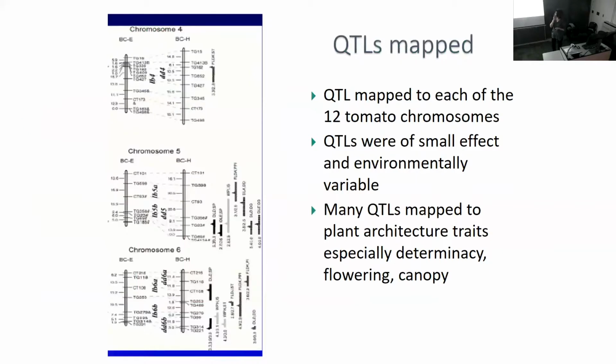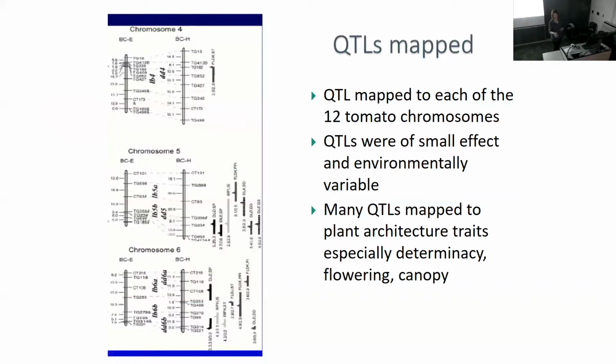And this was the result of this study. I'm just showing 3 tomatoes, 12 chromosomes here. But what we saw were QTLs on every chromosome. And sometimes the QTLs would overlap, but the peaks are not necessarily distinct. The peaks are these little triangles here. This is the esculentum genetic map on the left and the hirsutum on the right.